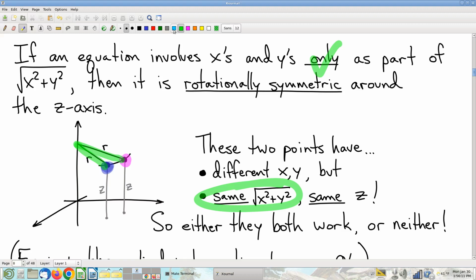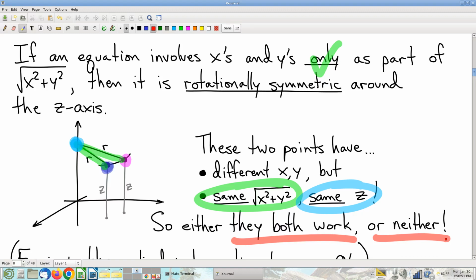Now furthermore, because these points are rotations of each other, they also have the same z coordinate. So, again, in this equation, x's and y's only appear in this form where the 2 points agree. And of course the equation can also involve z, but they agree on z also. So even though they have different x's and y's, these 2 points are going to agree on everything related to the actual equation you're plugging into. So these 2 points, either they both work or they neither work. Does that make sense?